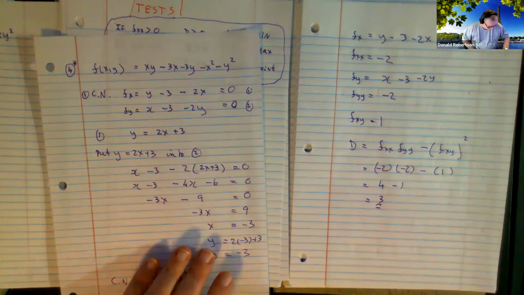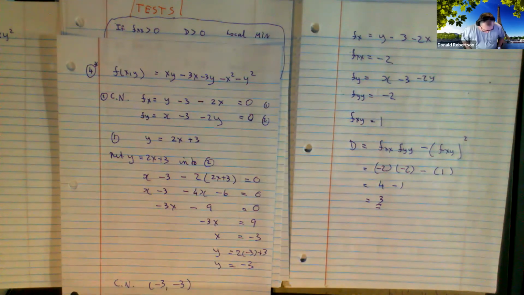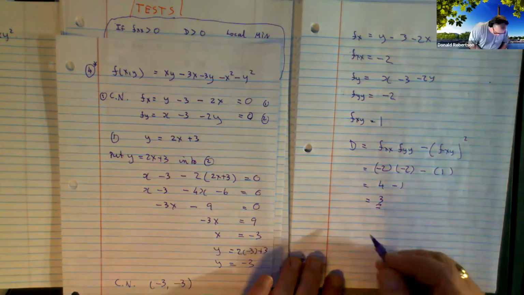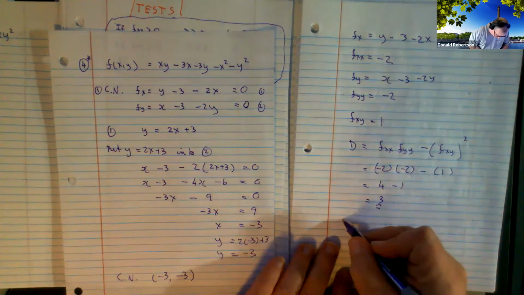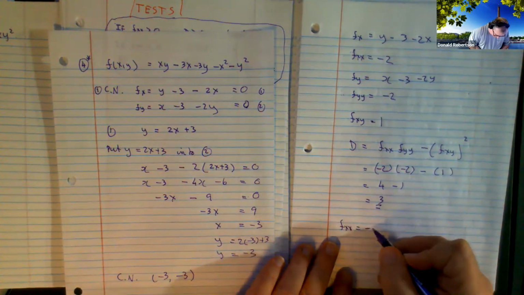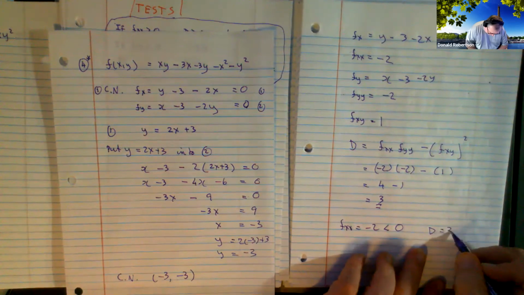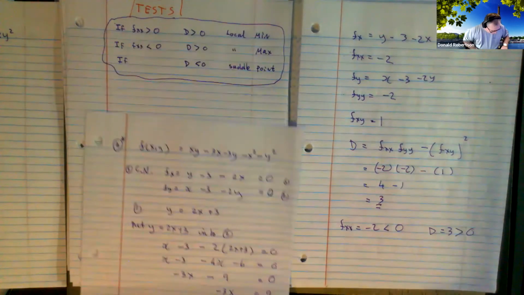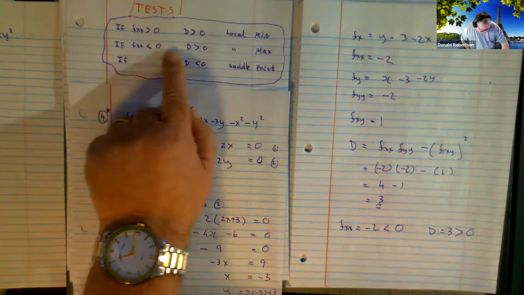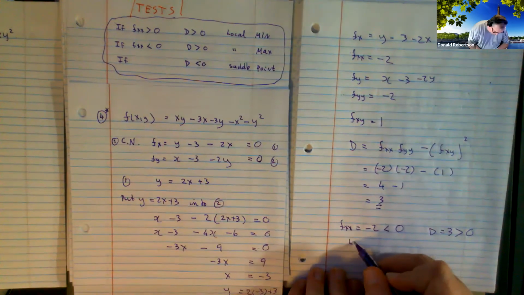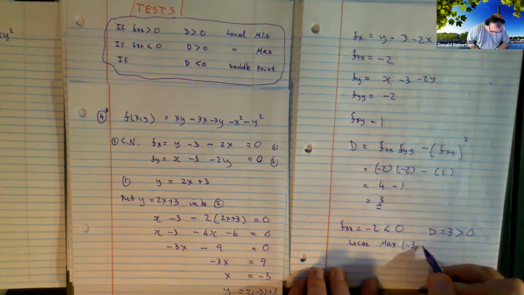We're ready to do our test. We only have to do it at one point. There's only one critical number here. And we are looking at whether it's a local max or min. Well, the second derivative is negative 2, which is that. And D is 3, which is positive. And so, second derivative with respect to x is negative and D is positive. We have a local maximum at the point (-3, -3).